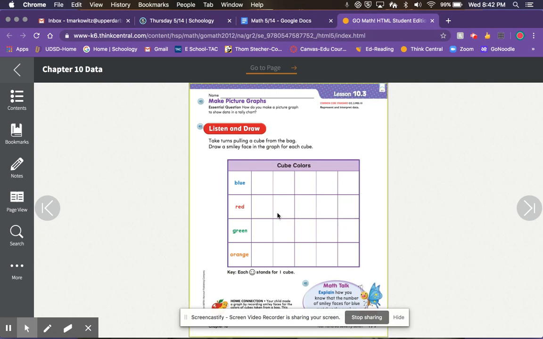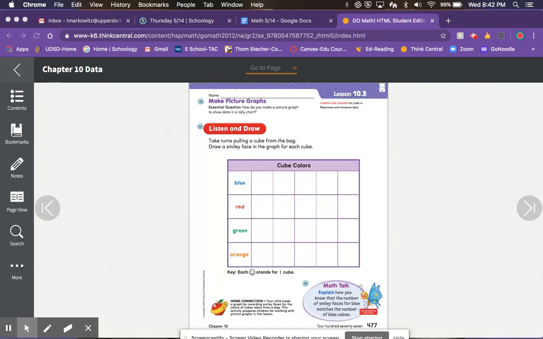Okay, so here's the first one down the bottom. All right, it's saying take turns pulling a cube from a bag, draw a smiley face in the graph for each cube. If you don't have these colors, you could try Legos. You could try little tiny toys that you have that are these colors. Just throw only these colors though, blue, red, green, and orange. Take a handful, throw them in the bag, mix them up, and every time you pull one out, you put a smiley in that box.